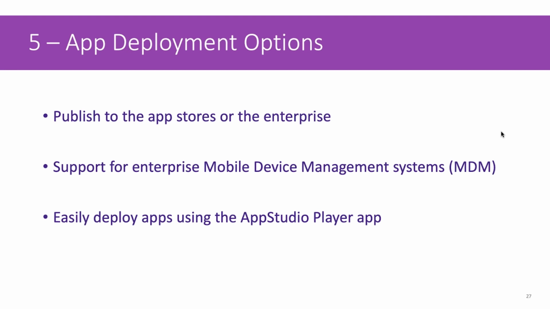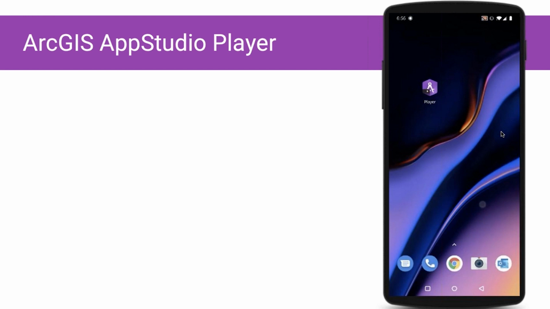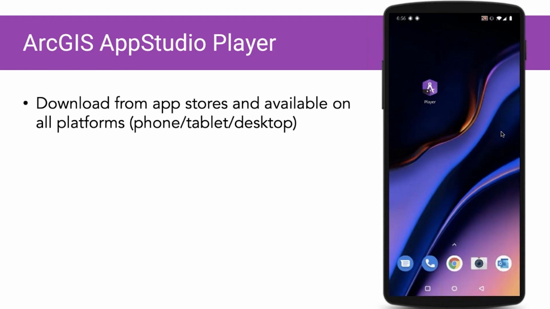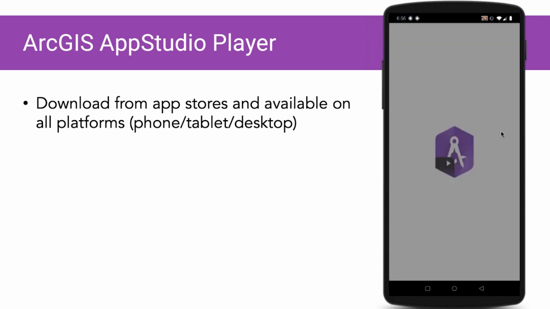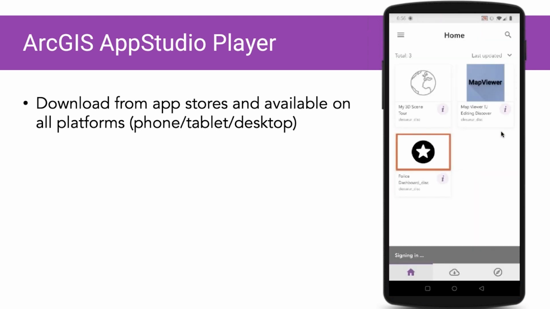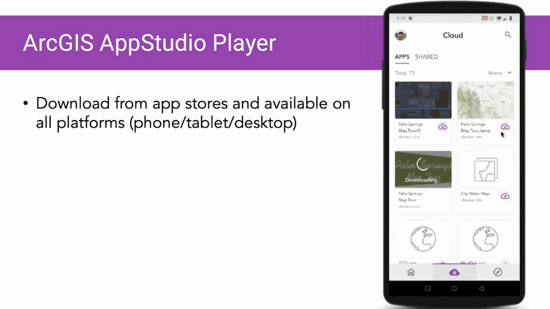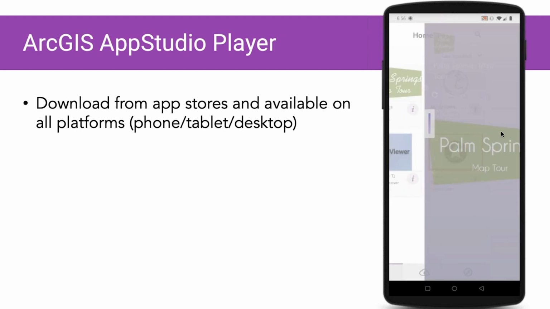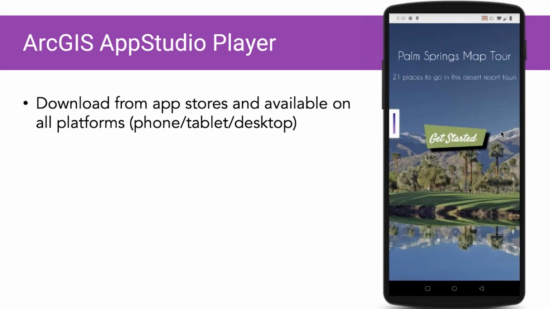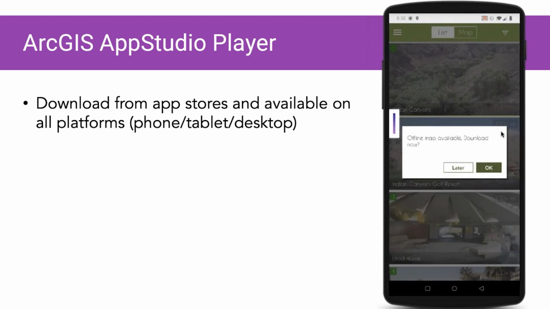We also make it easy to deploy apps in an organization using AppStudio Player. AppStudio Player is a native application which allows you to run AppStudio apps. You can download AppStudio Player from the app stores. It's available on all platforms. As you can see from this graphic, you open AppStudio Player, and from there you can open any apps that have been shared by you or created by you. And then that app runs within Player, just as a native application.